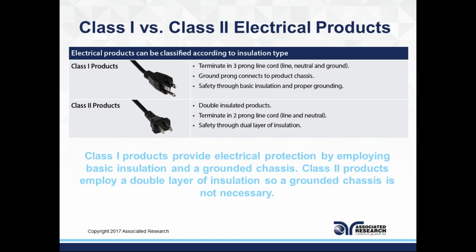Now, Class 1 products do have a ground circuit. They do have metal accessible parts that a person or end user could come in contact with, and this is what we're trying to make sure of: that the ground circuit is available and able to carry current in the event of a fault that may occur.